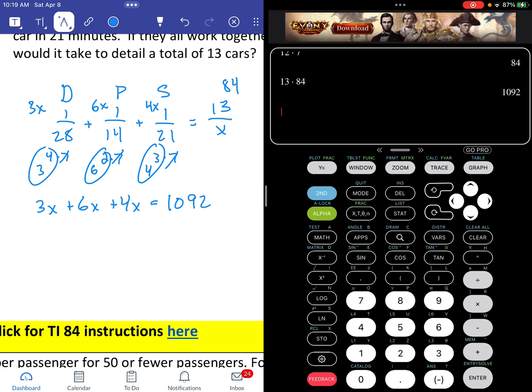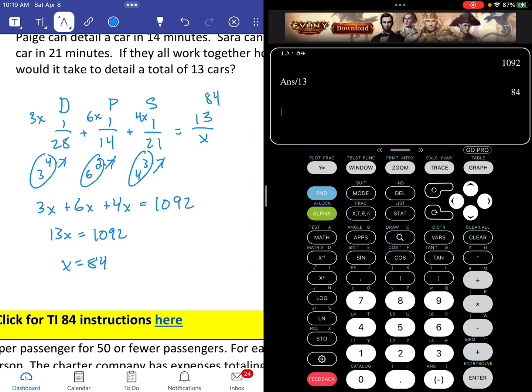All right, if I add the x terms together, I'm going to get 13x equals 1092. 1092 divided by 13 is 84. Oh, that's crazy. All right, and that is minutes.